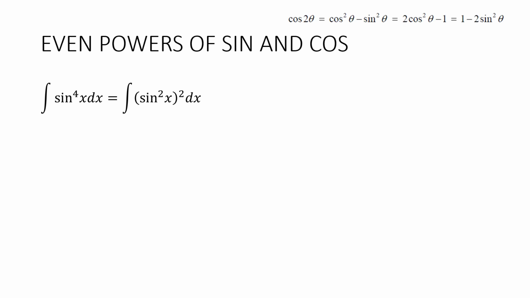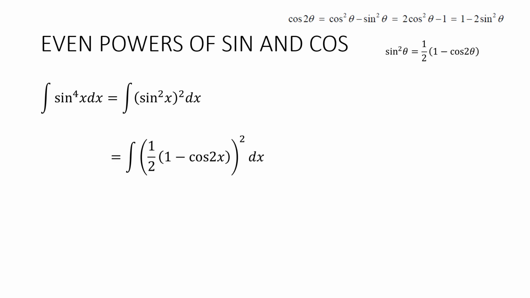Now, in your formula booklet, you get 3 versions of this. And I want this last one, the one involving sine squared theta. I'm going to take cos 2 theta equals 1 minus 2 sine squared theta, rearrange it, and make sine squared theta the subject. And now let's substitute that in here. And we're going to expand that out. I'm going to take this quarter out the front. And we have the integral of 1 minus 2 cos 2x plus cos squared 2x dx. This is fine, this is fine, this is cos squared 2x.